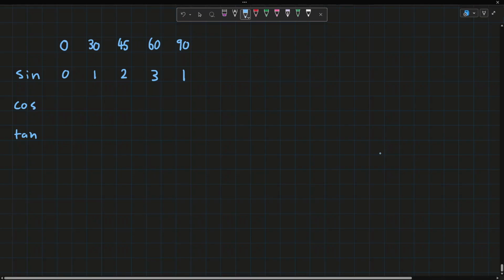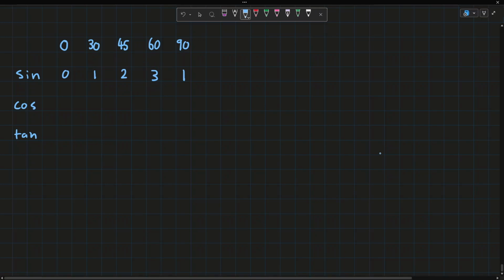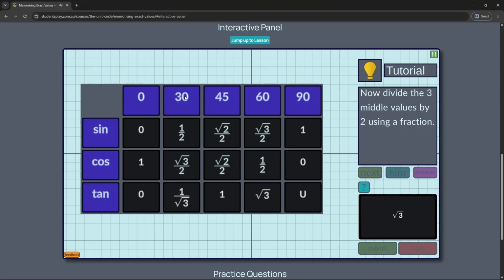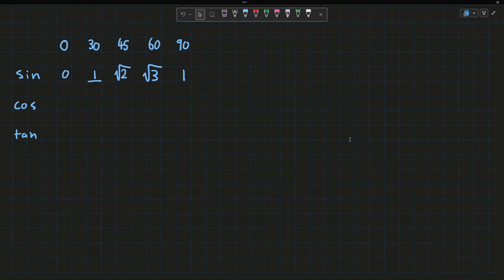Okay, so for these 3 here, we're going to square root them all, but square root of 1 is just 1, so we'll leave that one. And then square root of 2, and then square root of 3. Now divide the 3 middle values by 2 using a fraction. So over 2, over 2, over 2.